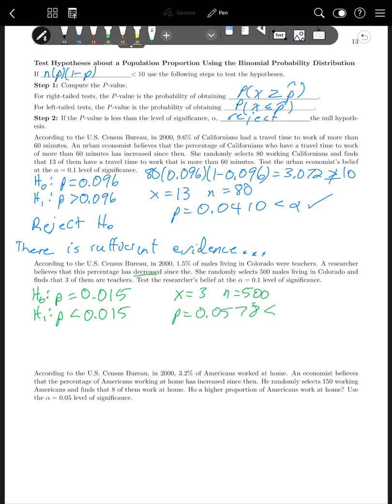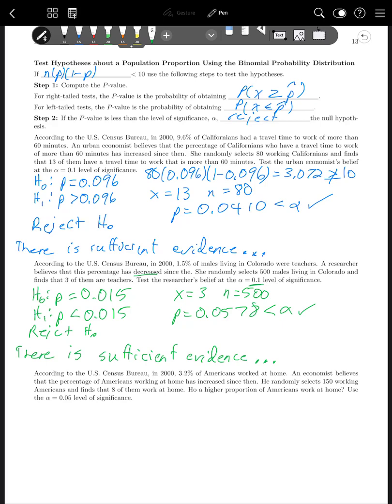And is that less than alpha? Yes, because alpha in this case is 0.1. So we could reject H naught and say there is sufficient evidence to suggest that the proportion of adult males living in Colorado who are teachers has decreased.